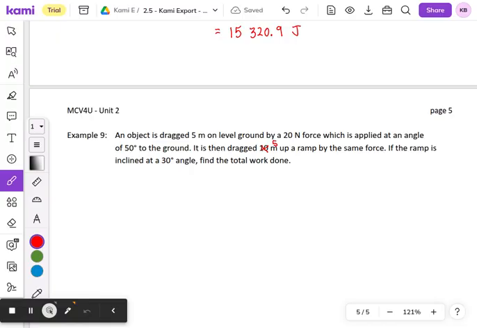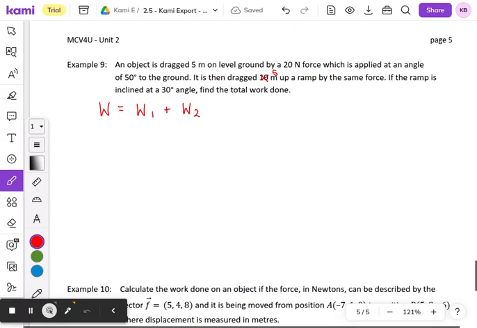Okay, so for our work, we're going to have to calculate two pieces. I'm going to have to calculate the work for the first part of this action. In the first part, I'm dragging it across the level ground, and then I stop and I start dragging it up a ramp. Okay, so let's just put this into pictures so you can see.